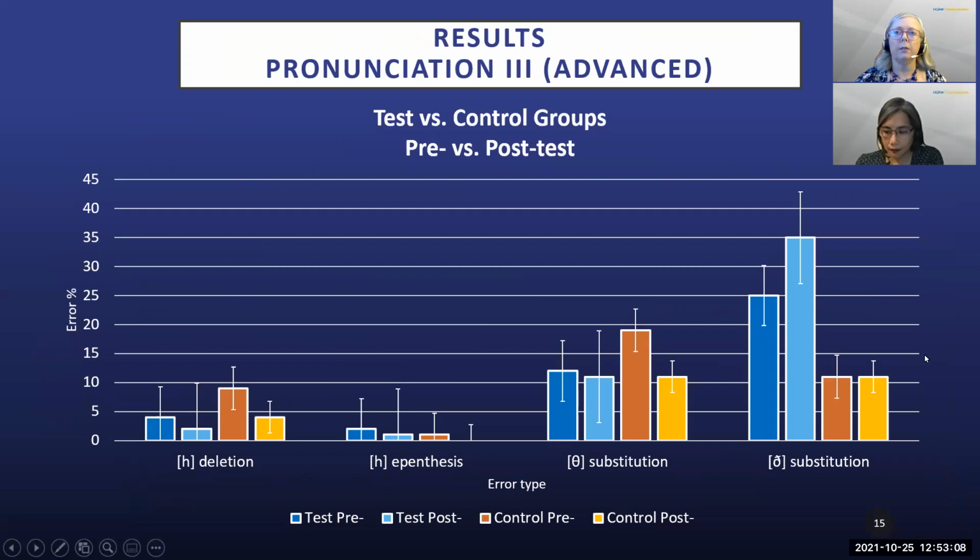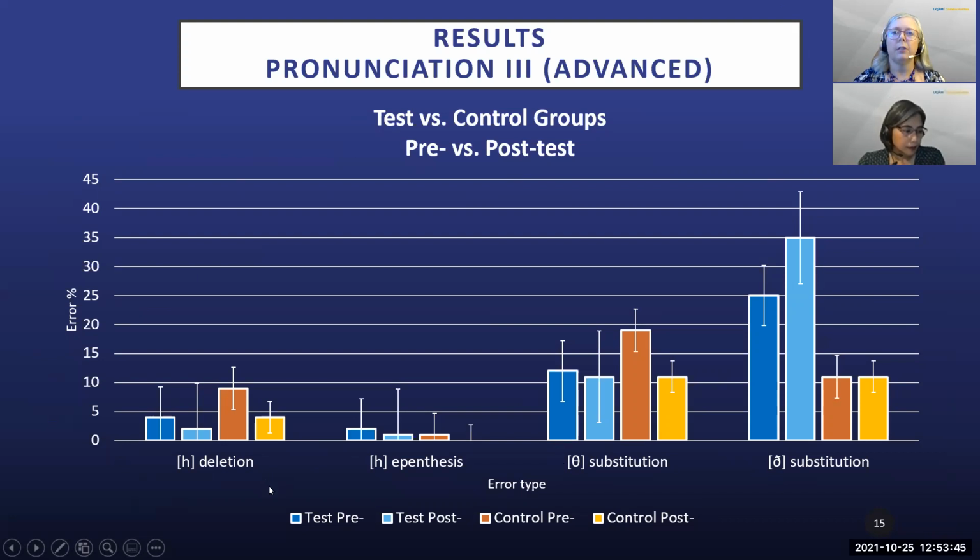So here are the results. This graph compares the pronunciation errors made by the test group, which are the blue bars, with the control group, which are the yellow bars. In addition, performance in pre-test, as shown by the darker bars, is compared to performance in post-test, shown by the lighter shaded bars. We can see that both the test and control groups had fewer errors in post-test compared to pre-test. See the errors go down here, except for ETH substitution.